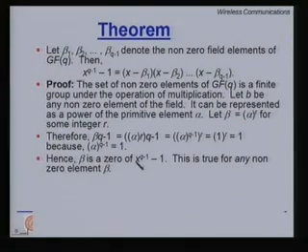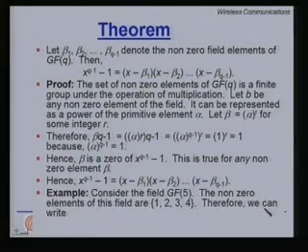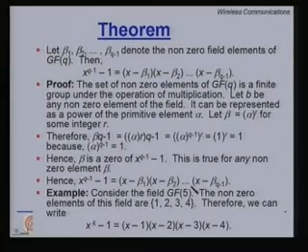Hence, beta is a 0 of x raised to q minus 1 minus 1, and this is true for any non-zero element beta. Hence, we can write x raised to q minus 1 minus 1 as the product of x minus beta 1, x minus beta 2, so on and so forth till x minus beta q minus 1. So, if you consider GF(5), you can close your eyes and simply write x raised to 4 minus 1, since q is 5 so q minus 1 is 4, as x minus 1, x minus 2, x minus 3 and x minus 4.